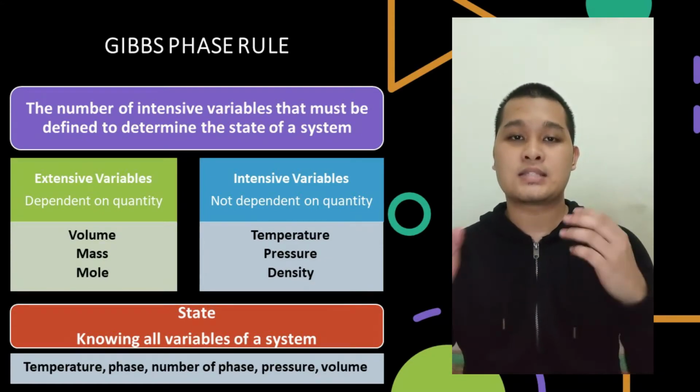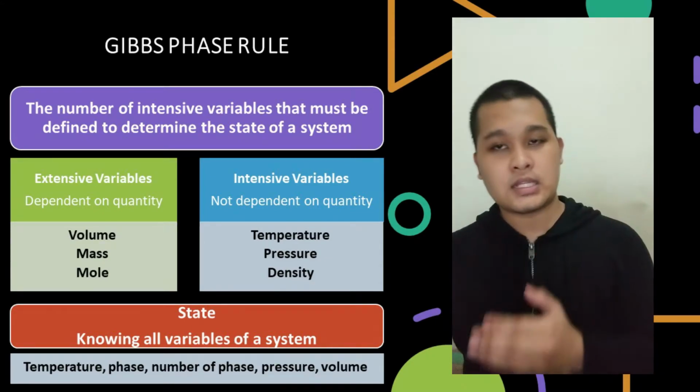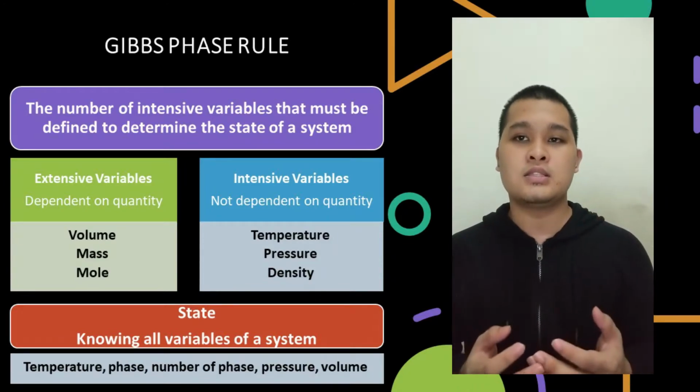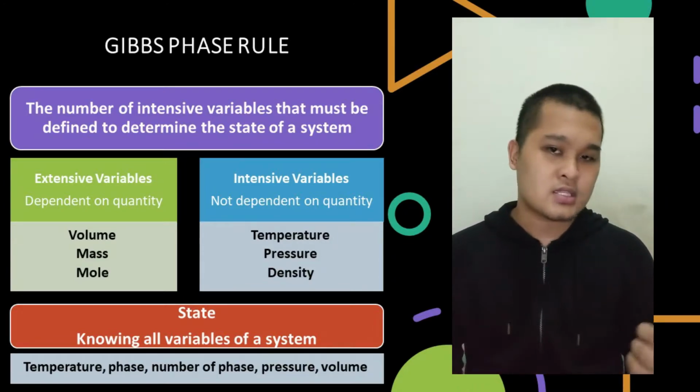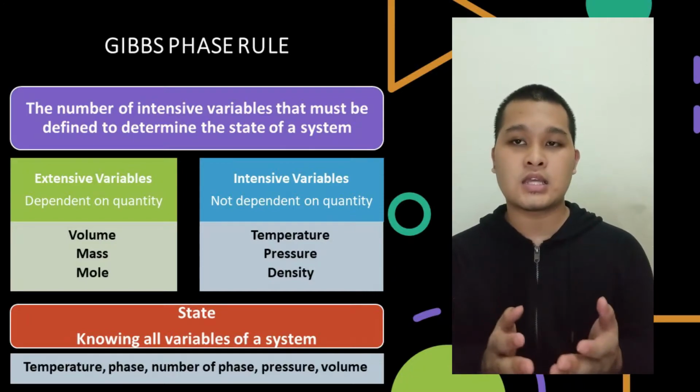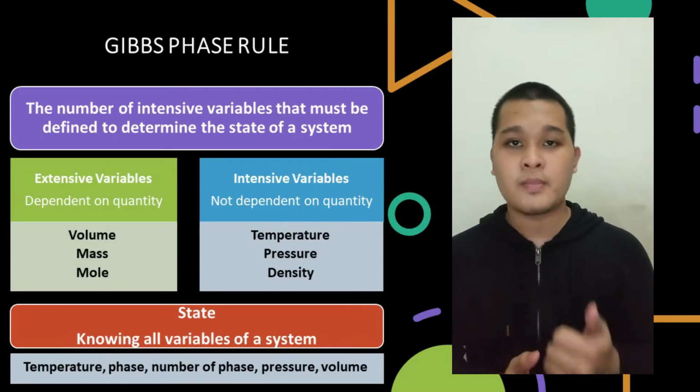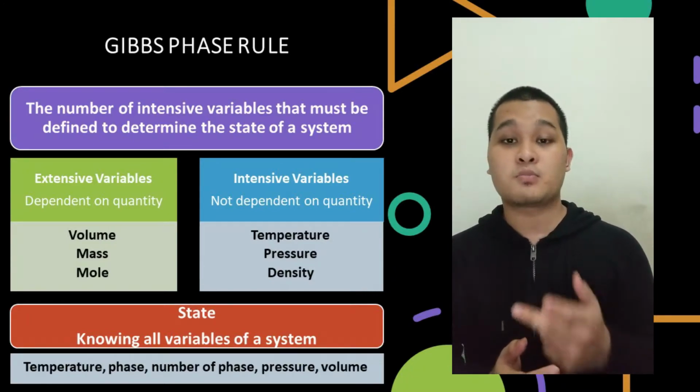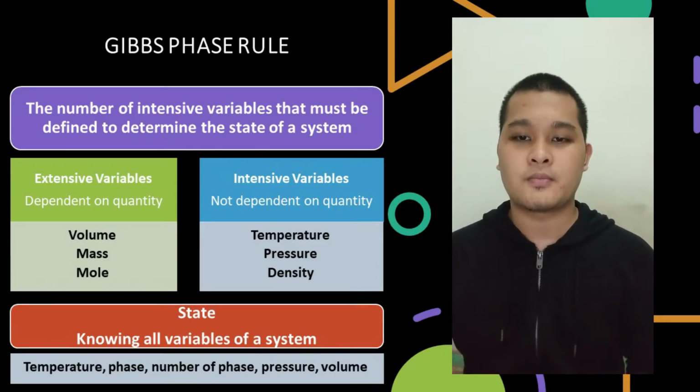Next, what is the state that we are looking at? Basically, it is all the known variables of the system, which are the phase, the number of phases, and all the things that I've mentioned before, such as temperature, volume, mass, and pressure. Those are the states.